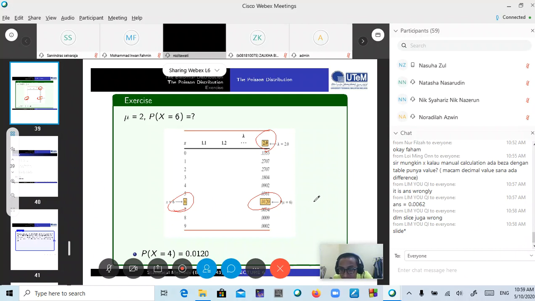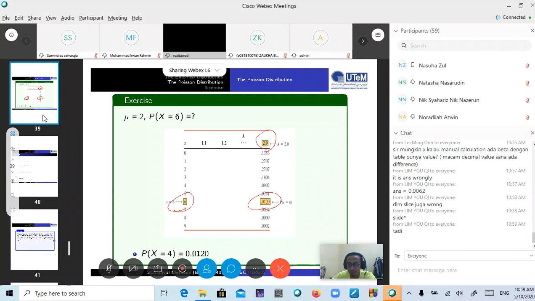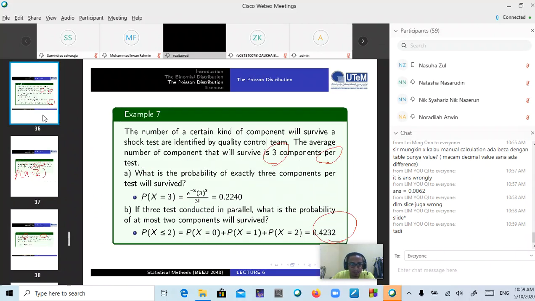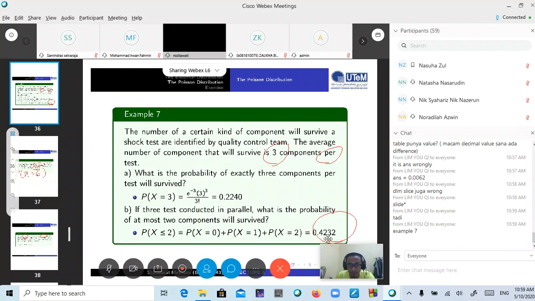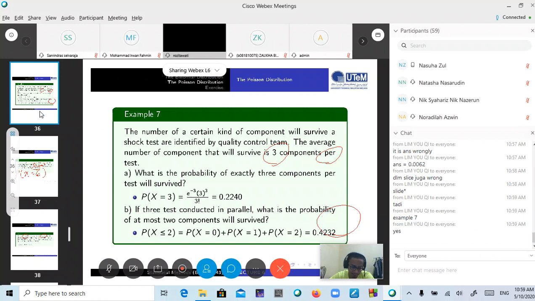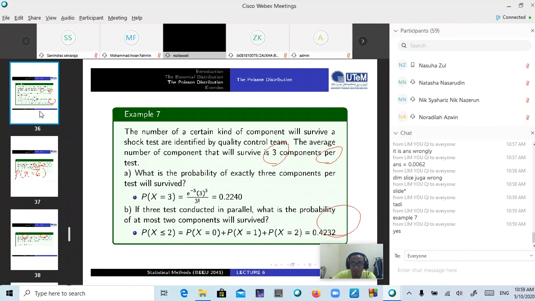In my slide. Soalan nombor berapa tu? Oh, yang tadi, yang ni. Example 7B. Okay, Example 7B. Check your calculation, correct or not. Your final answer is 0.0062. Okay. Check your calculation again. Thank you, Lim Yuki.